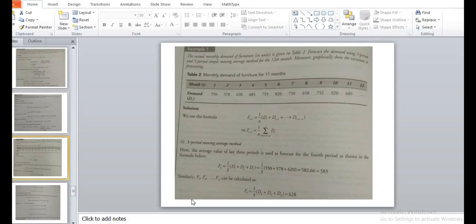As we discussed in the forecasting methods, there are the simple moving average method, the weighted moving average method, and the smoothing factor method. In the moving average method, we consider the average of the demand for a particular period. And in the weighted moving average method, we give weightages for the particular periods.